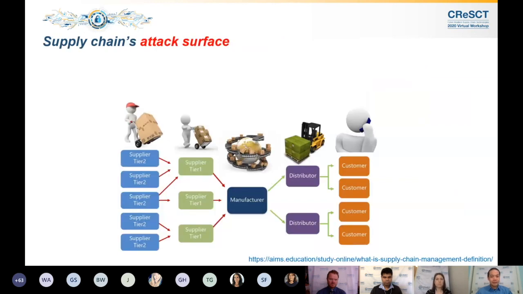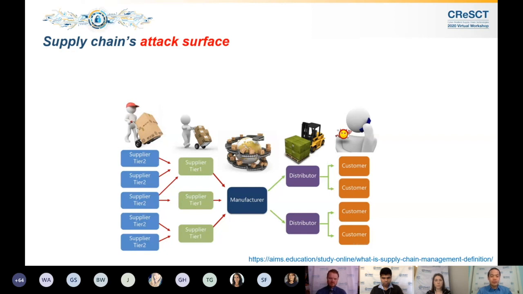So let's generalize this a little bit and take a look at the supply chain network. In a typical supply chain network, we have multiple tiers of suppliers supplying different parts and components to the manufacturers, and even the manufacturer will have multiple production steps and production processes. And once the products are generated, there will be multiple distributors shipping the products to different consumers. As we have seen in the previous example, a defective component will actually lead to a defective final product, influencing the customer.